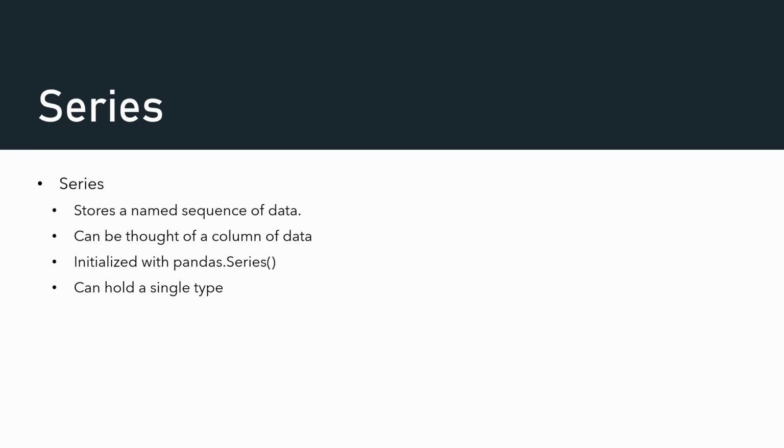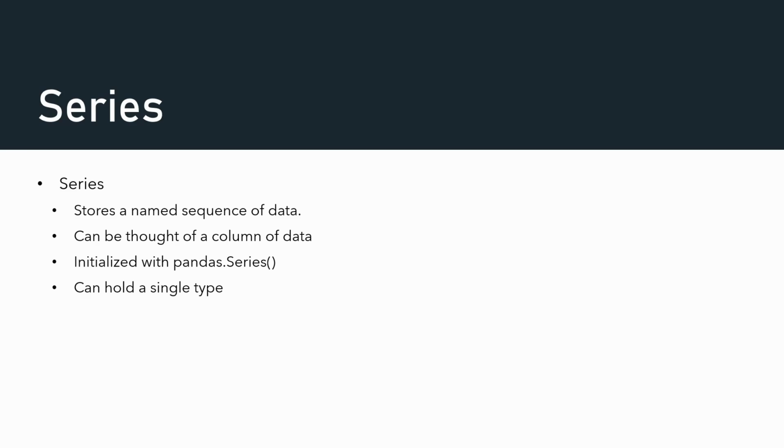To start, let's review the series class. According to Mullen, the series class stores a one-dimensional array of data. This array of data is also associated with a name, and thus it can be compared to a single column in a spreadsheet.